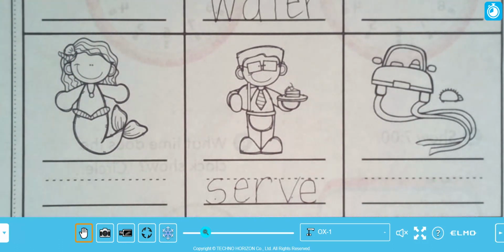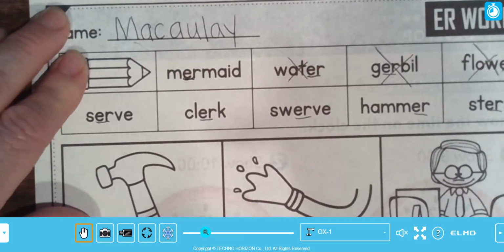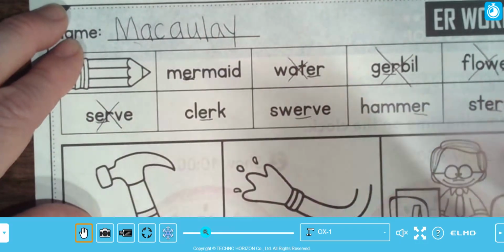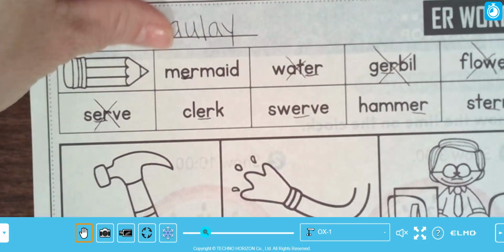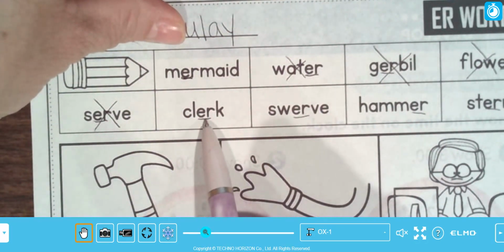Serve. So while you're writing that down, I'm going to say a sentence for the word serve. Okay. The man went to serve a piece of cake to the little boy. Serve. Okay. If you haven't finished, pause the video. Because if you have finished, we're moving on. So I'm going to cross out the word serve. And we're going to go to this word right here.